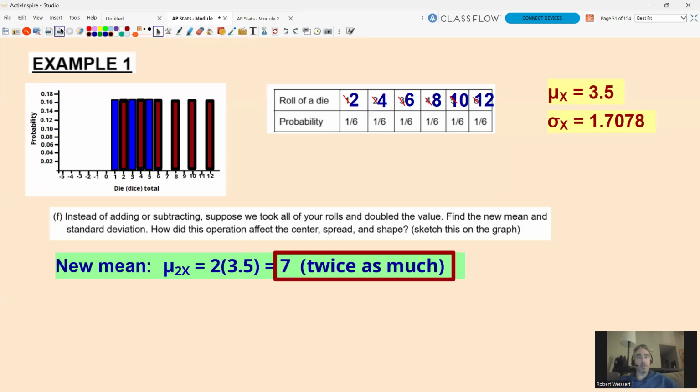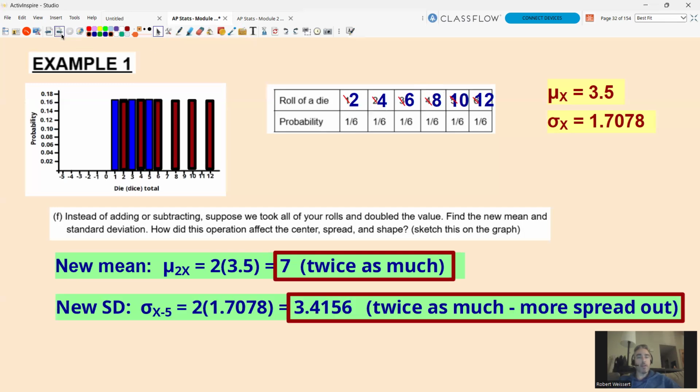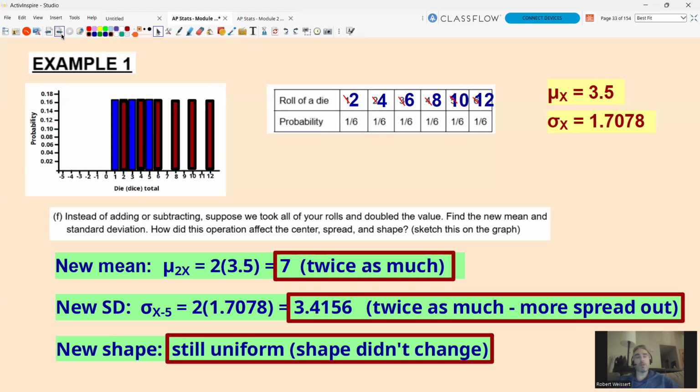Now, the mean's going to be 2 times as much. So the mean will be 7. Again, that's halfway between 6 and 8. You should be able to look at that and tell. The standard deviation will be twice as much in this case because it's spread out twice as much. But the shape's still going to be uniform. So it's still going to be the same shape. That did not change, but it's wider.